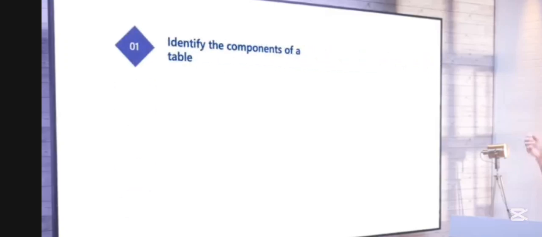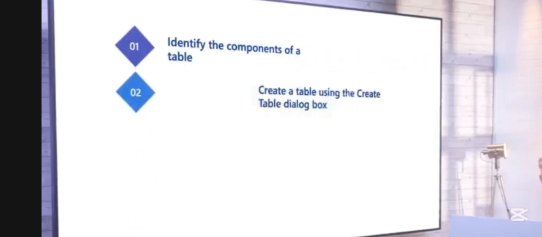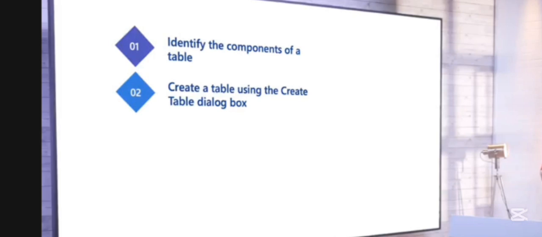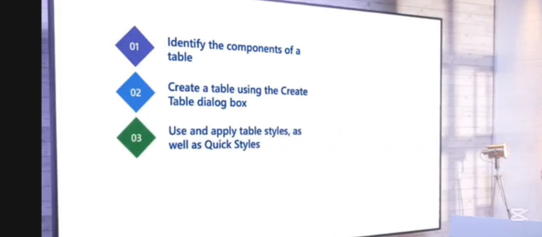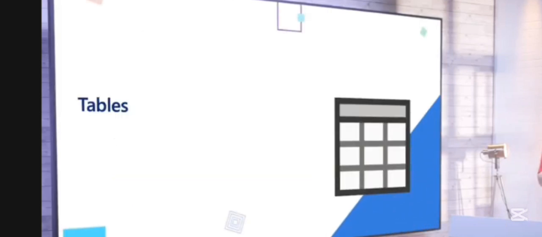By the end of this lesson, you should be able to identify the components of a table, create a table using the Create Table dialog box, use and apply table styles as well as quick styles, and customize row display. So let's jump right into it and explore tables to see how Thomas can work smarter with smaller sets of data by creating, formatting, and modifying tables.